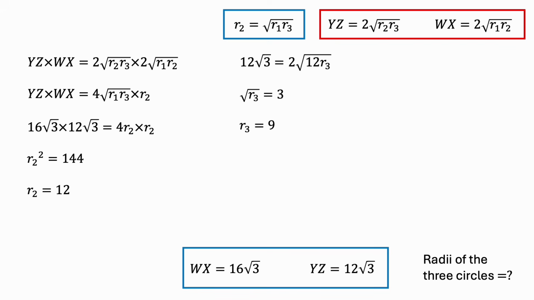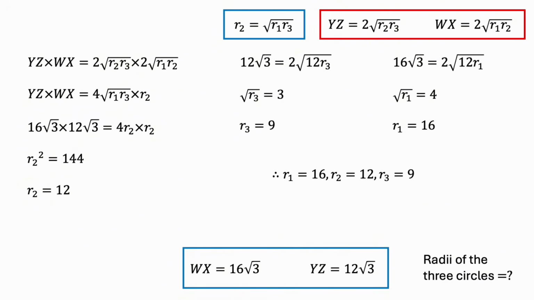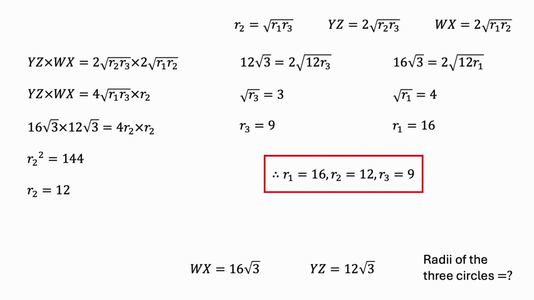Similarly, from the equation for WX, we have 16 square root 3 equals 2 square root 12R1, which simplifies to square root R1 equals 4. Squaring both sides then gives us R1 equals 16. Therefore, R1 equals 16, R2 equals 12, and R3 equals 9 is the solution to our problem.